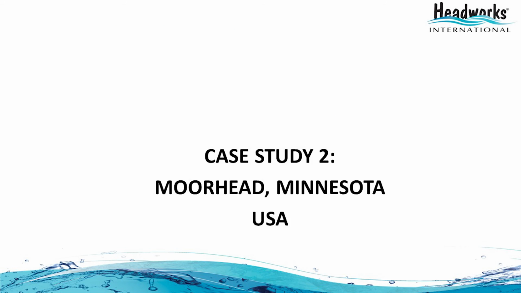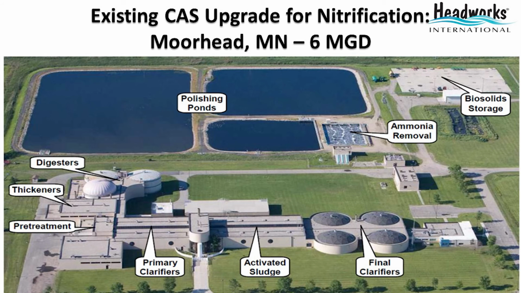So the next case study is Mora, Minnesota. This is the first MBBR plant in a municipal utility in North America. This was built around 2001 and started up in 2002. The plant shown at the bottom of the picture is the pure oxygen activated sludge plant, and they were using lagoons or ponds for polishing the wastewater after the pure ox plant for BOD polish.